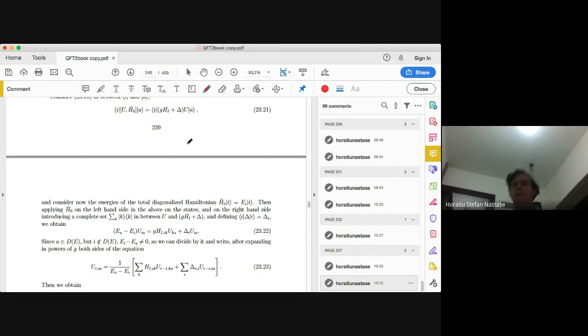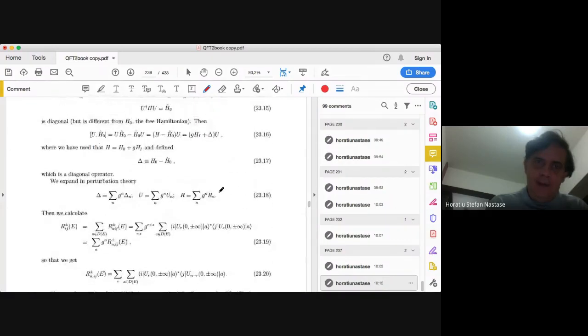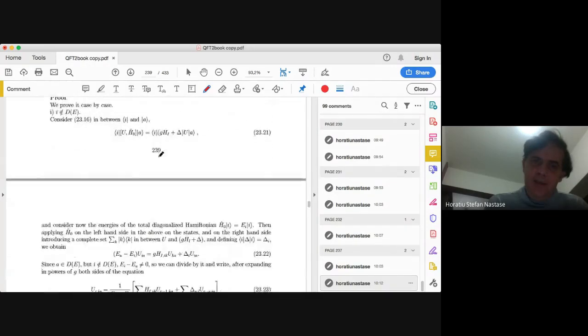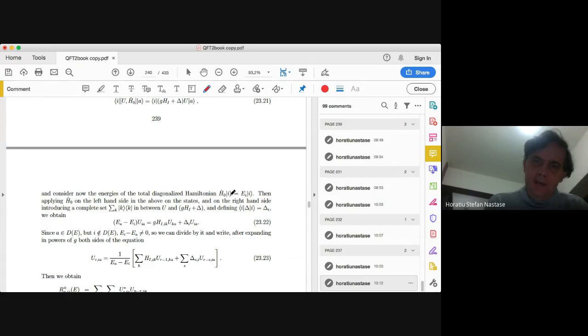And now let's consider the energies of these, of the total Hamiltonian A zero hat. So this is diagonal. That means H zero hat is diagonal in the same basis. I mean, that was meant by diagonalizing it. So this relation was meant that we diagonalize H, but we don't change the states. So I and J are still the same. So H zero hat times I is proportional to I, and the eigenvalue is called E_I.